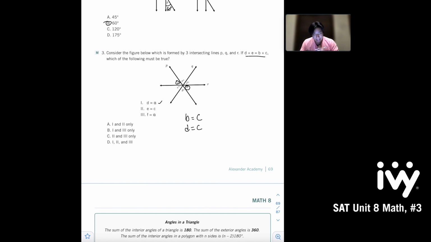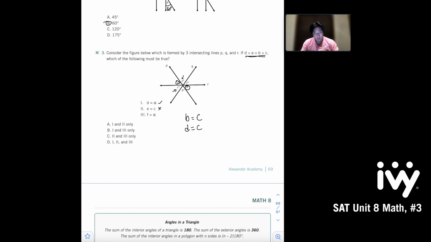Now let's take a look at the second one. It says E is equal to C. These aren't vertical angles. They are both in this equation here, but we can't determine anything. So we don't yet know if E is equal to C, and we don't really have the information to figure that out. So this one's probably going to be wrong.